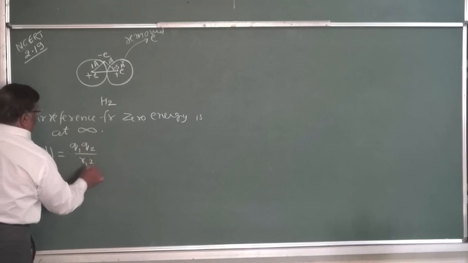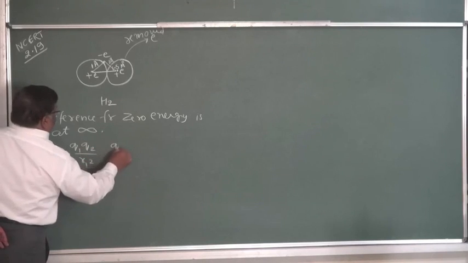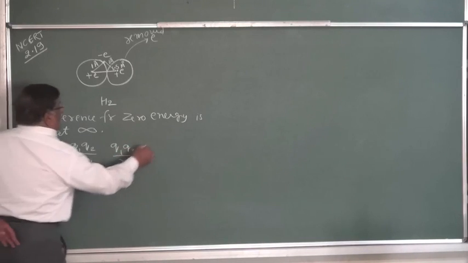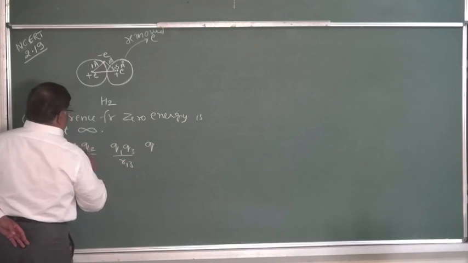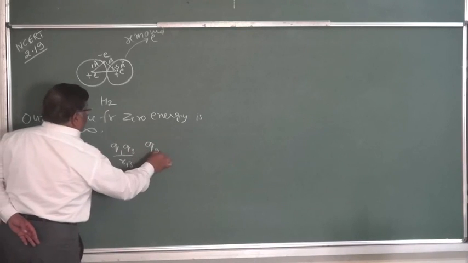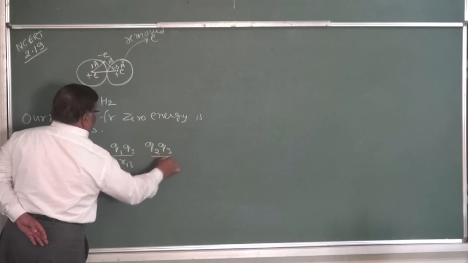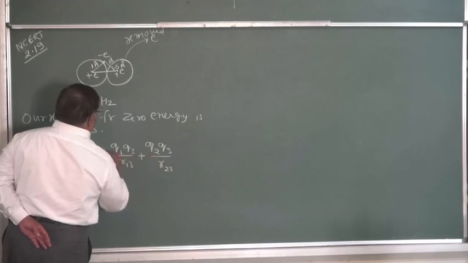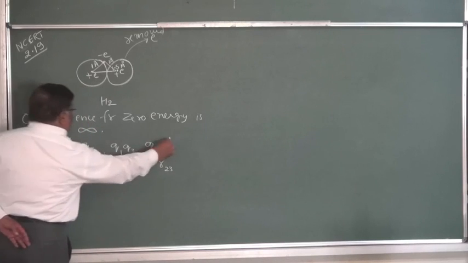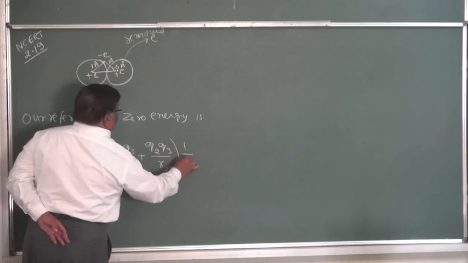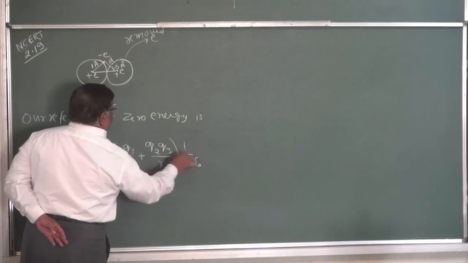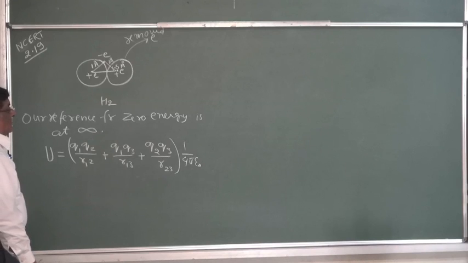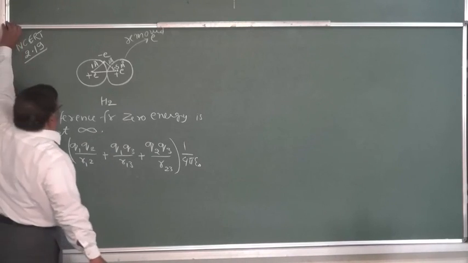Q1 Q2 over R12, Q1 Q3 over R13, and Q2 Q3 over R23, and all are to be multiplied with 1 upon 4 pi epsilon naught, which we take as common. This was our formula for the potential energy of a 3 particle system. Now you can put the values here.